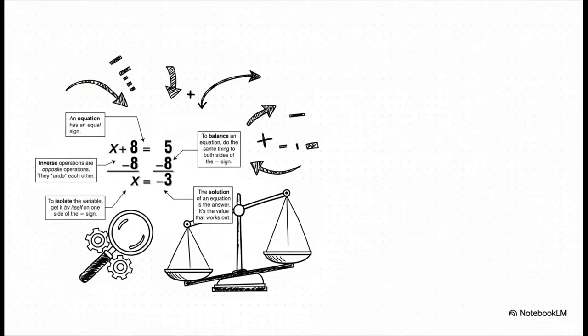Okay, this right here boils it all down. At its core, an equation is just a perfectly balanced scale. That equal sign smack in the middle, it's the whole point. It means the left side and the right side have the exact same value. Our one and only goal is to figure out what x is, to get it all by itself on one side. And our main tool for doing that, something called inverse operations.